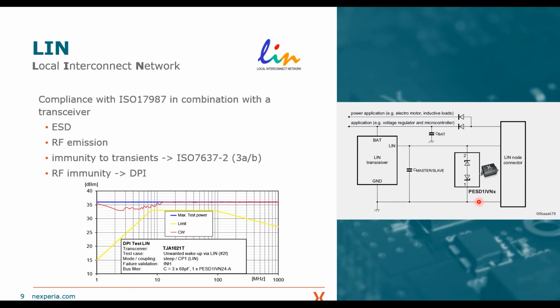This is the test where RF noise is applied to your system, and the key here is that the system is not allowed to absorb too much power, and therefore these limits are shown here in yellow. This is a frequency sweep up to 1000 megahertz, so up to 1 gigahertz, and the key here is not to be below these limits, so not to absorb too much energy in your LIN system.